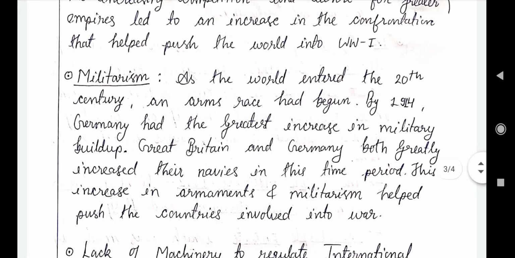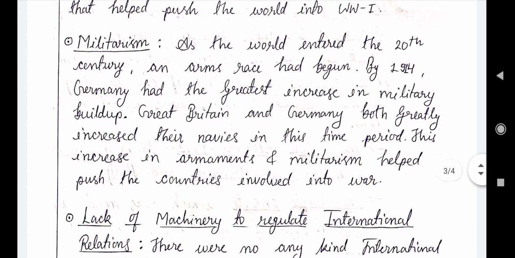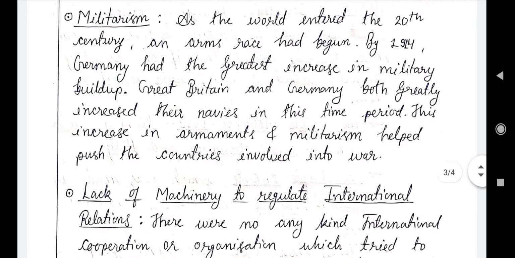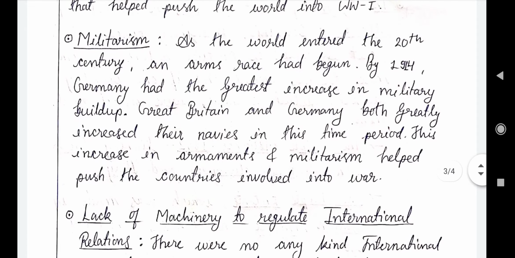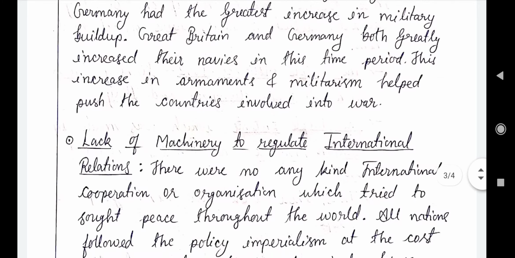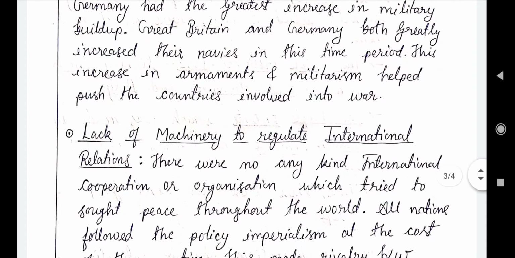As the world entered the 20th century, an arms race had begun. By 1914, Germany had the greatest increase in military buildup. Great Britain and Germany both greatly increased their navies in the time period. This increase in armaments and militarism helped push the countries involved into war.